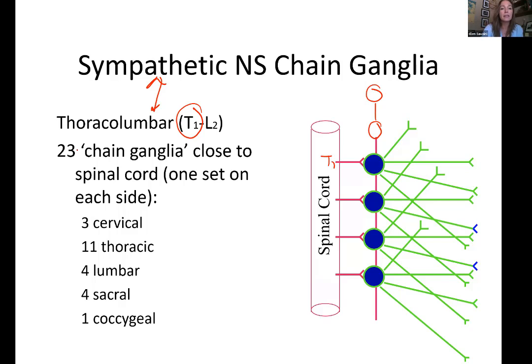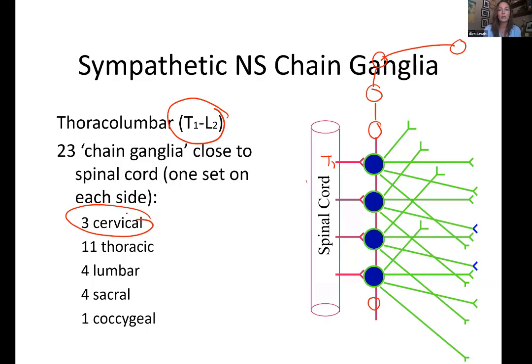We have more chain ganglia beyond that than where the spinal nerves are coming off the spinal cord. So even though we only have nerves coming off of the thoracic and lumbar, we still can have sympathetic activity going to, say, our cervical region. Say you're really nervous, fight or flight is kicking in, and you get beads of sweat on your forehead. That is part of your sympathetic nervous system activating sweat glands in your forehead.